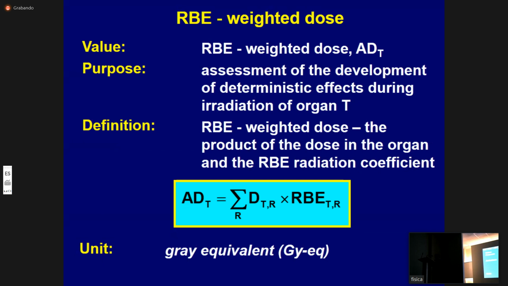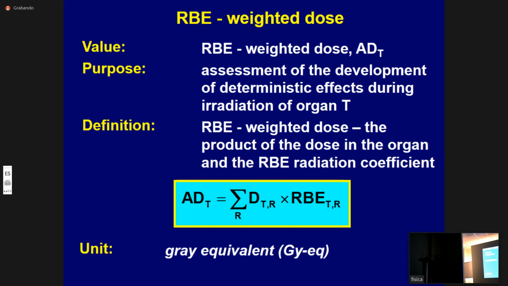The characteristics of radiation, like the absorbed radiation dose of the organ and the coefficient of relative biological effectiveness RBE, are presented in the formula shown on the slide in the form of a product, which is called the RBE weighted organ or tissue irradiation dose. The RBE weighted dose is designed to assess the risk of developing deterministic effects of radiation, taking into account the influence of the radiation quality and radiosensitivity of the irradiated organ on the process.